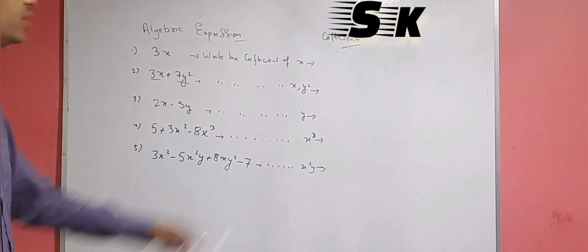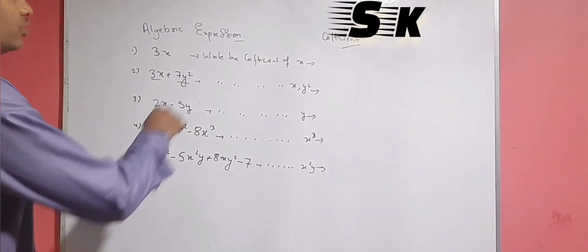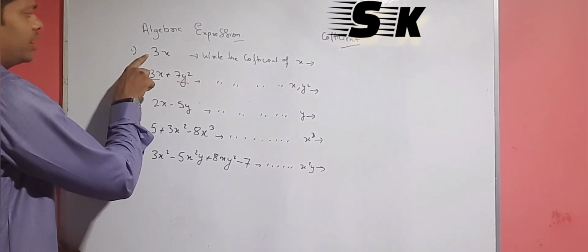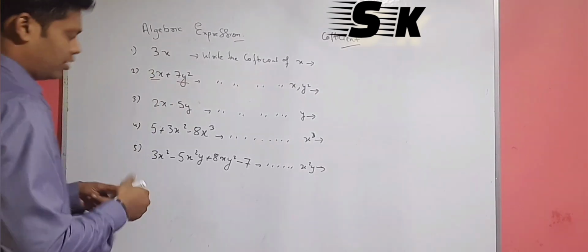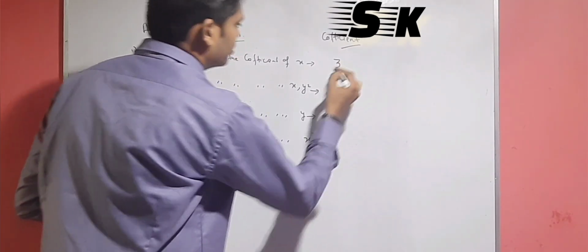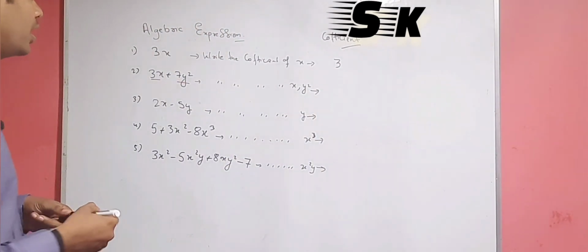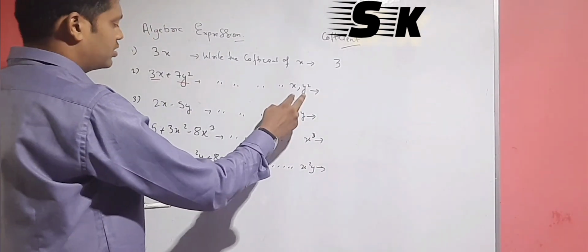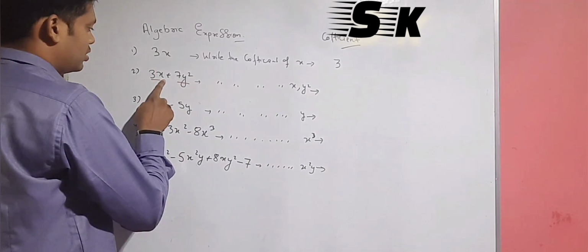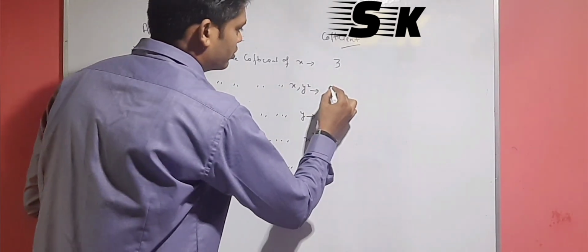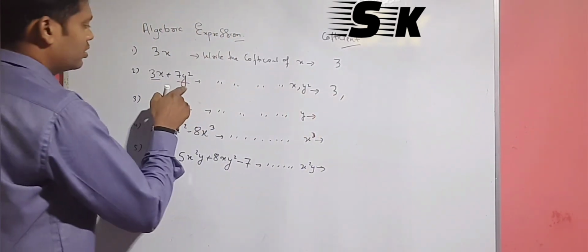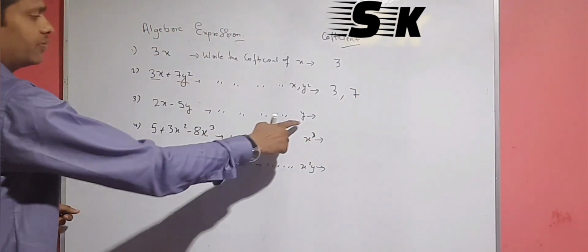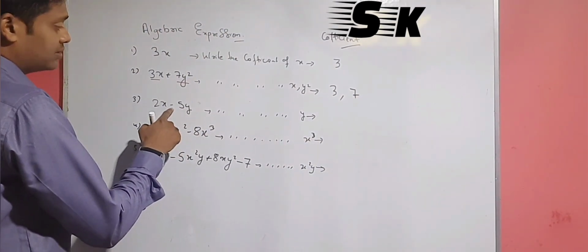So here x is there. What is the coefficient of x? The numerical part including the sign is plus, and the numerical part is 3. So the answer will be just 3. No need for the plus sign. Again, the coefficient of x and y: x is 3 with a plus sign, so 3, comma, for y square, plus 7, or you can write only 7. Same thing for y, it's a minus sign, so minus 5.